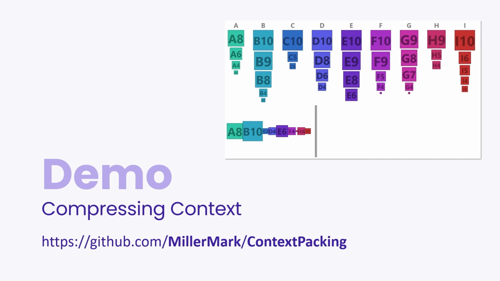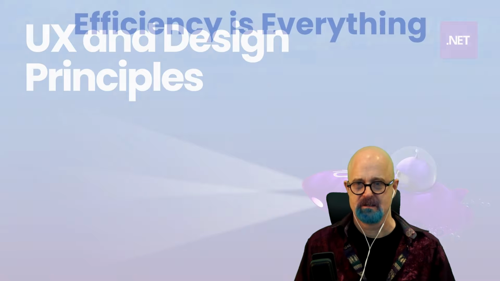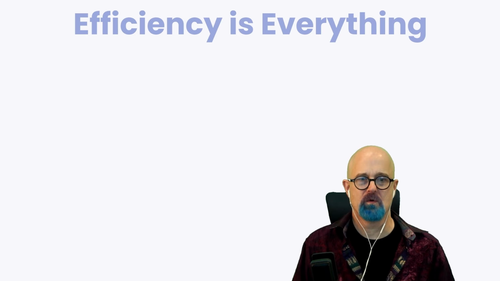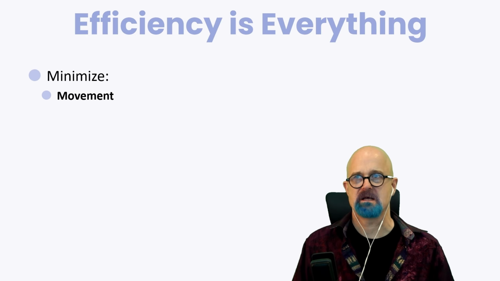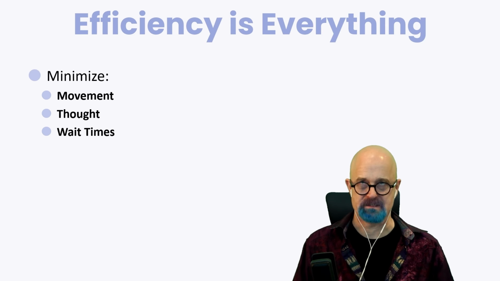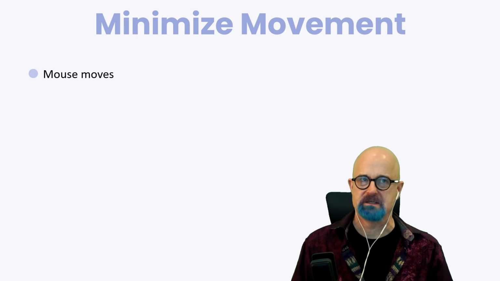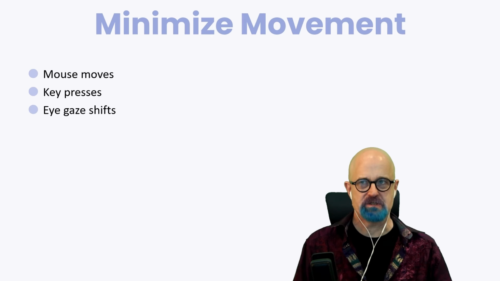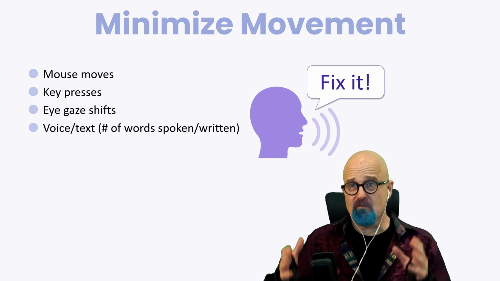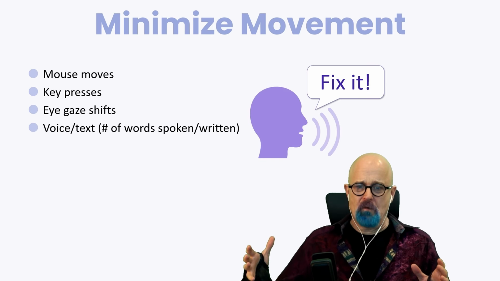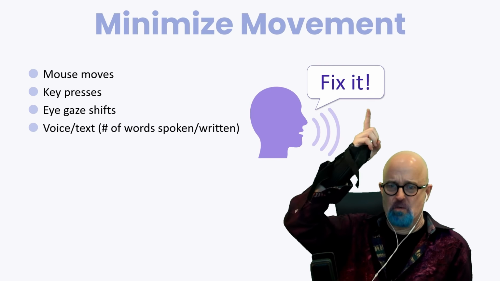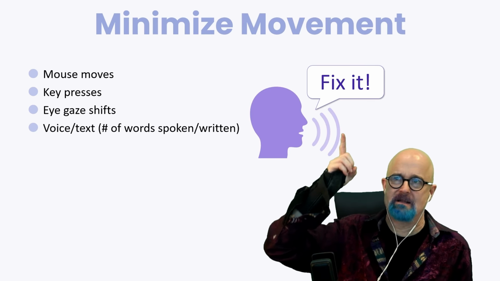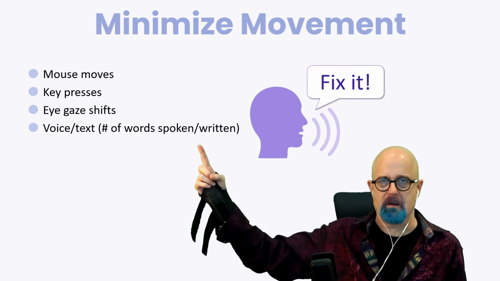All right, UX and design principles. So the number one rule is efficiency is everything. You want to minimize movement, you want to minimize thought, and you want to minimize wait times. So minimizing movement, that means we're reducing mouse moves, mouse clicks, key presses, eye gaze shifts, voice, number of words spoken or written, right? If I can get you to do what I want you to do by just saying fix it, that significantly reduces the user burden.